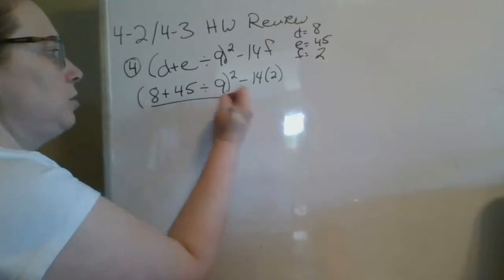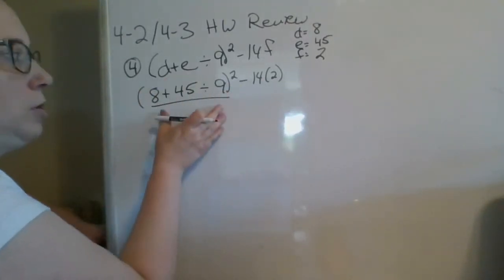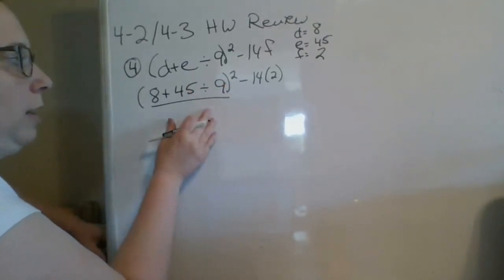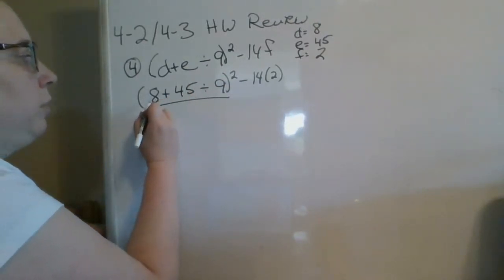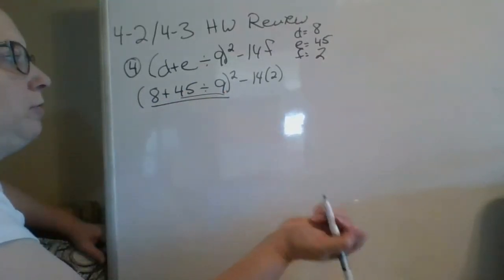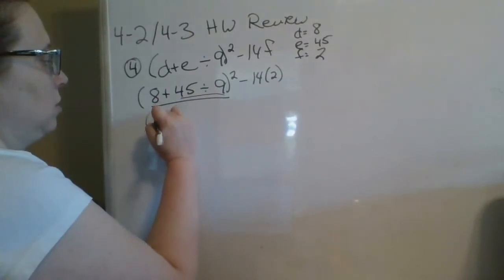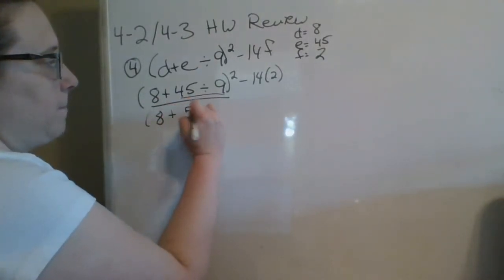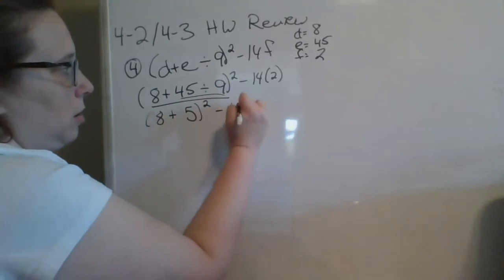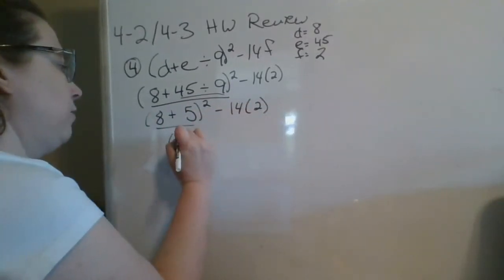So that says I need to do what's in my parentheses first. Within my parentheses, I don't have any other parentheses. I don't have any exponents. I'm going to start over here, look for multiplication and division, and I need to do 95 divided by 9 first. And now I can move on and do 8 plus 5.